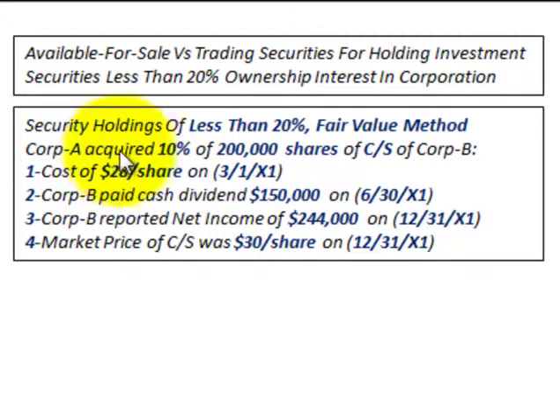For example, Corporation A acquired 10% of the 200,000 shares of common stock of Corporation B. After acquiring those shares, Corporation A now owns a 10% interest in Corporation B. The cost when they purchased those shares was $28 per share, and Corporation B has paid a cash dividend of $150,000 for the year. Also, Corporation B reports net income of $244,000 for the year. The other thing to note is that the market price of Corporation B's common stock was $30 per share on 12/31/X1, at the end of the year.